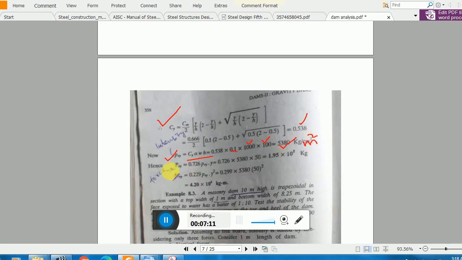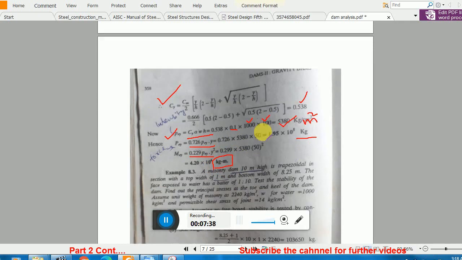And Pey is what? That is this one. You need to just plug this value here. Y is 50. You got your total earth pressure and the moment of the earth pressure, that is due to hydrodynamic force. Pey is this one, Y is 50. You just plug the value. You got your hydrodynamic pressure moment. Okay. So this ends that problem. Let's see the next problem.